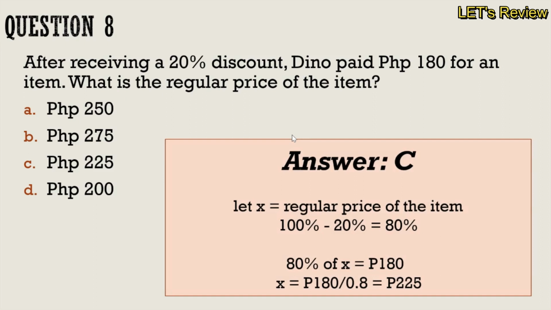The answer is C. Let X be a regular price of the item. So 100% minus 20% is equal to 80%. So the 80% of X is equal to 180 pesos. So X is equal to 180 pesos divided by 0.8 is equal to 225 pesos.